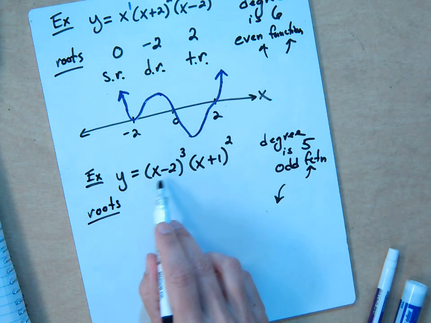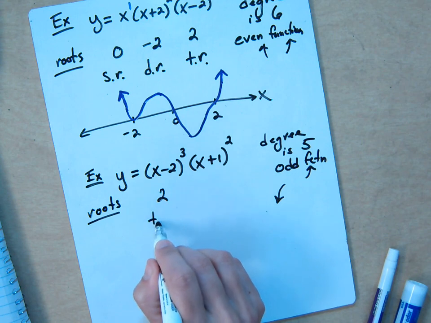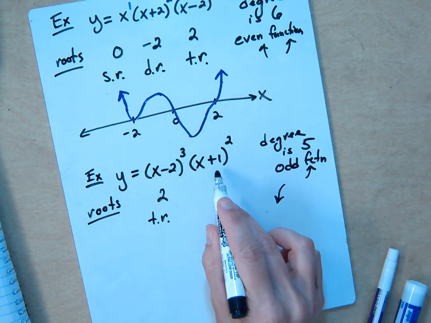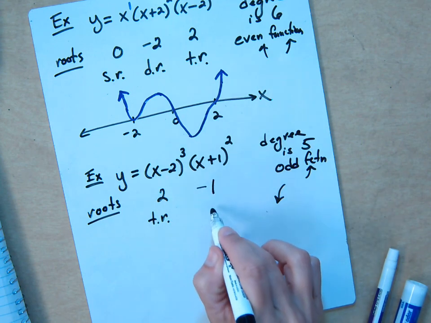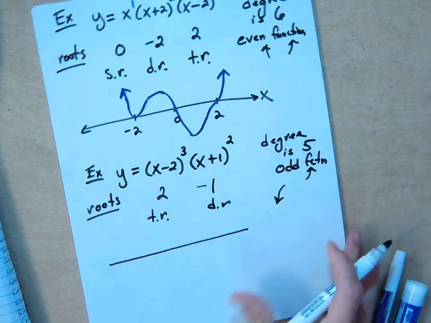Then our roots, we're going to list each one and say what type. So what's the root for this factor? And what kind of root is it? Triple root, TR. What kind of root here? -1, and it's a double root. Nice. So we just sketch it along.